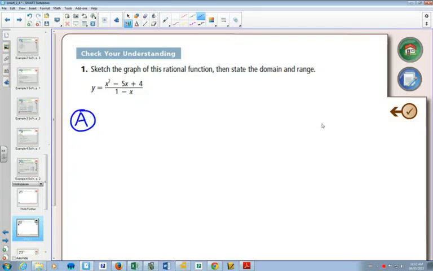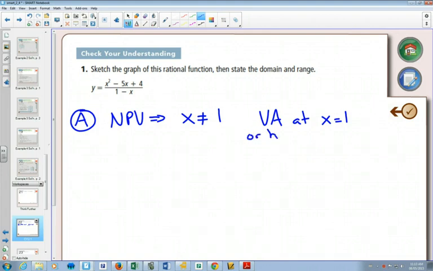For step A, that was our non-permissible values. In this one, x can't equal 1. So that means that we're going to have a vertical asymptote at x equals 1 unless this is a hole. So vertical asymptote or hole at x equals 1. The way that we're going to find that out is we're going to factor this and see if we can get those factors to simplify.